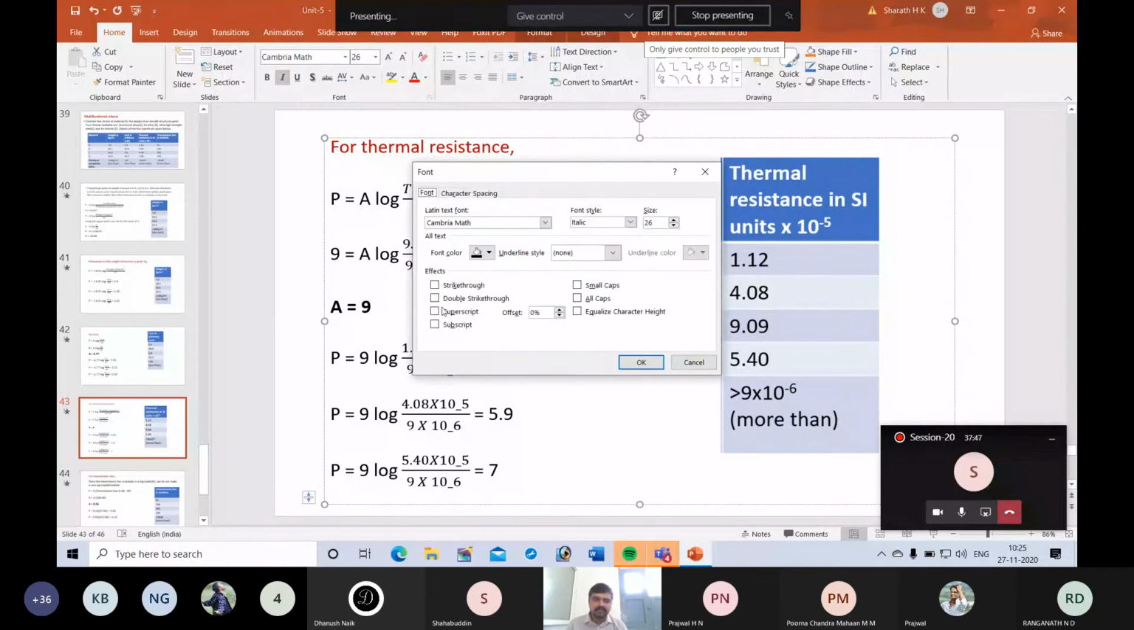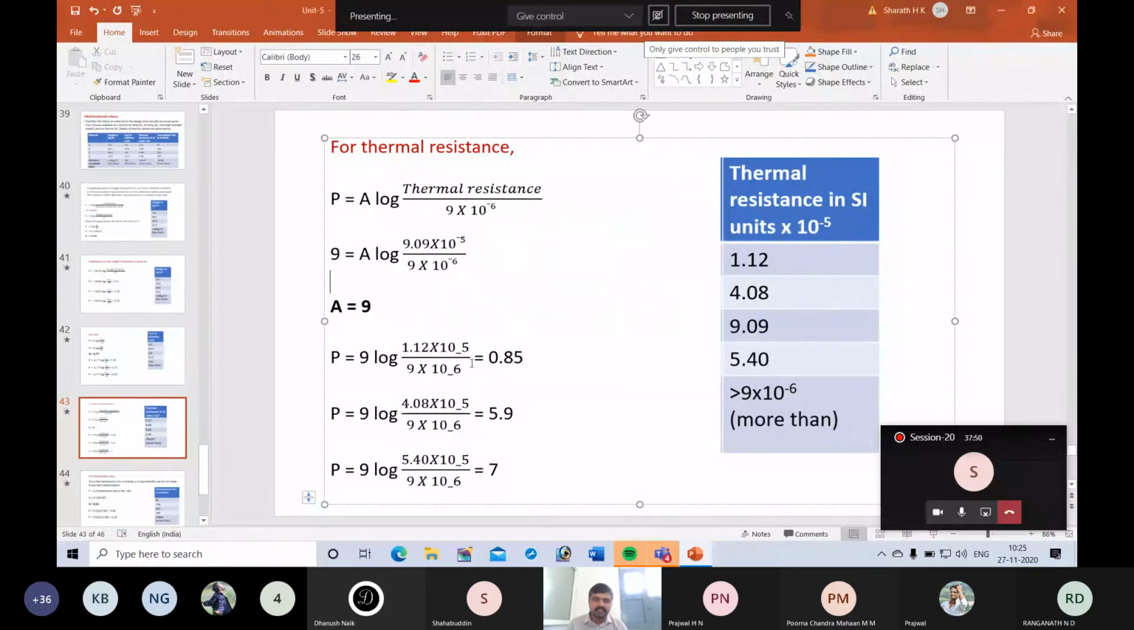Okay, all these are superscripts. You have to consider it as power.